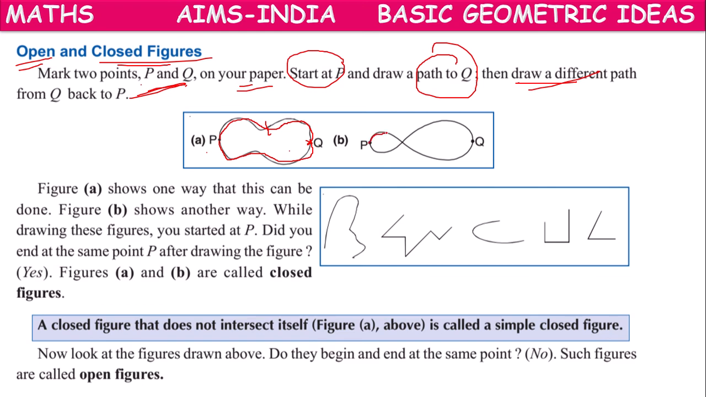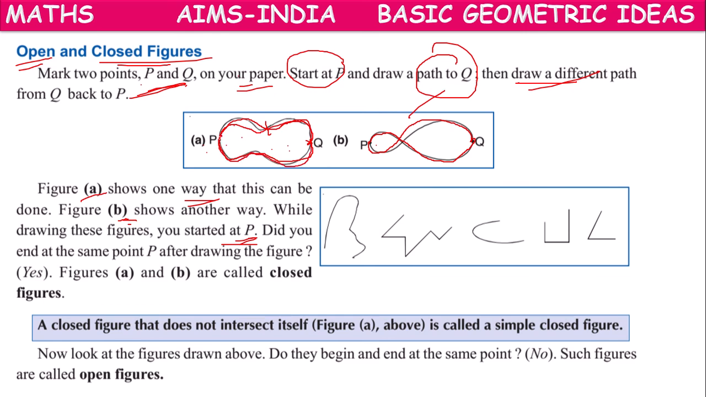Or from P to Q, we can draw a path like this, and from Q to P, we can draw a path like this. This is another kind of geometrical figure. So figure A shows one way of drawing a geometrical figure, and figure B shows another way. While drawing these two figures, we started at P, went up to Q, and from Q we came back to P.